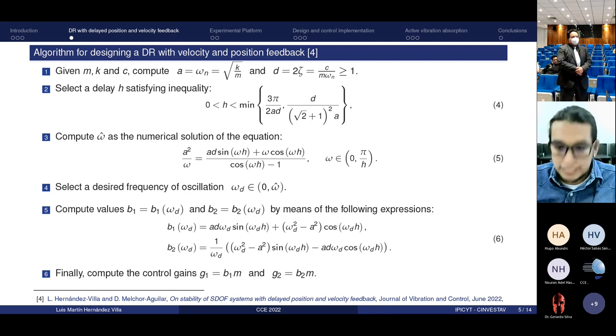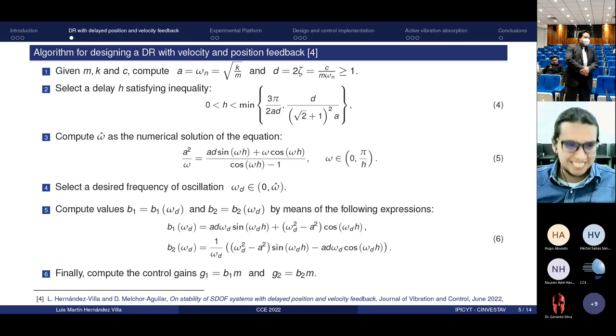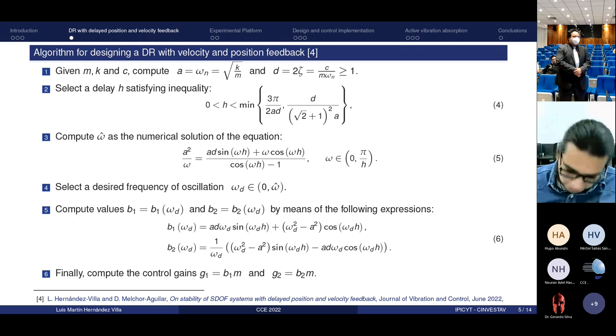Is that right? Yes, right. So there is some use, because usually, most of the time when dealing with control systems, delays are something we don't want to get into. But here it seems that you can find a good use for them, isn't it?